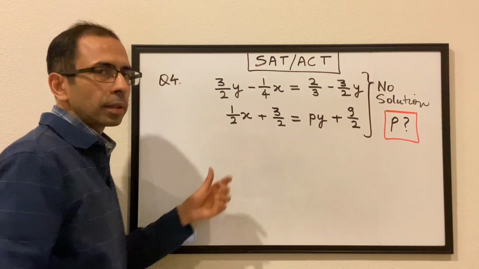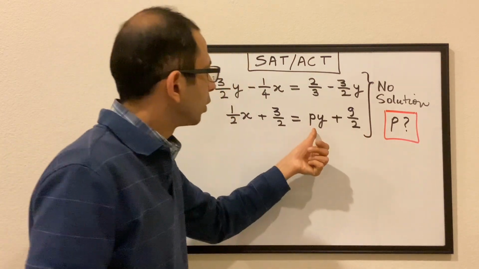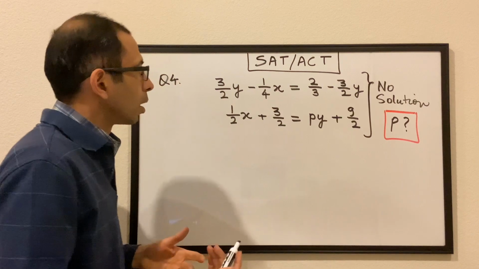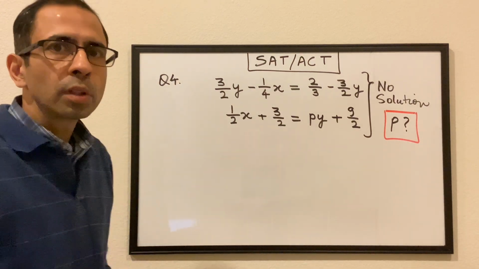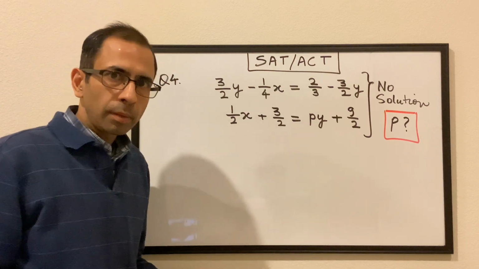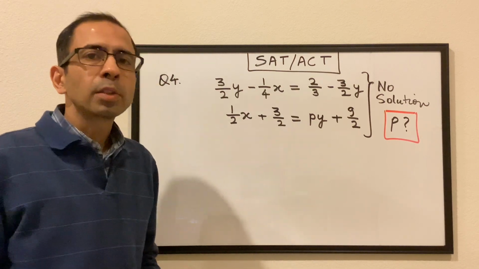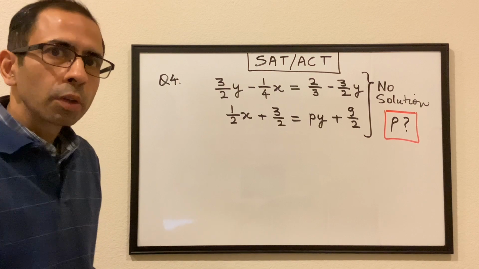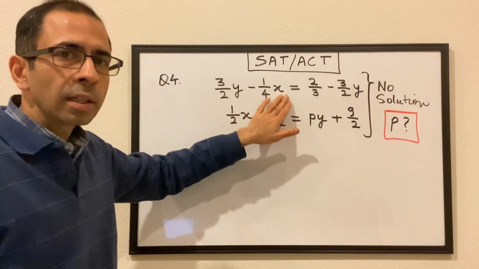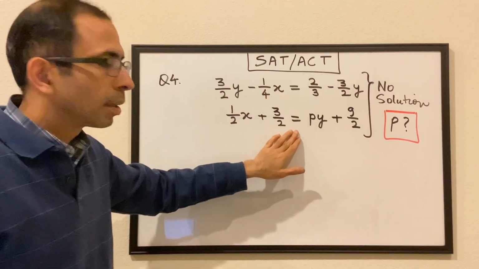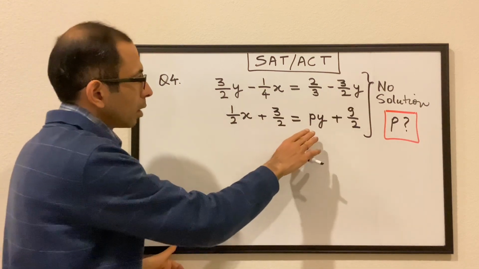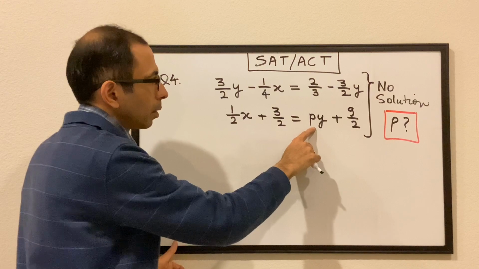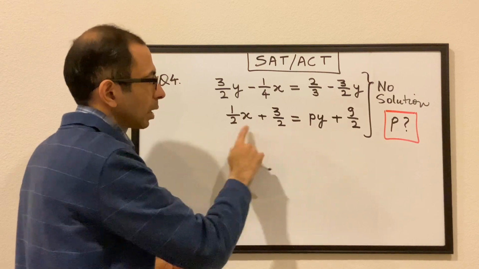Right? And we have to find the value of p, which is a constant here. Again, we know that two linear equations will have no solution when they are parallel, right? And they will be parallel when their slopes are the same. So essentially what we've got to do is find the slope of the first line, find the slope of the second line, and then equate both of them. And as we can see here, this p will play a part in the slope of the second line.